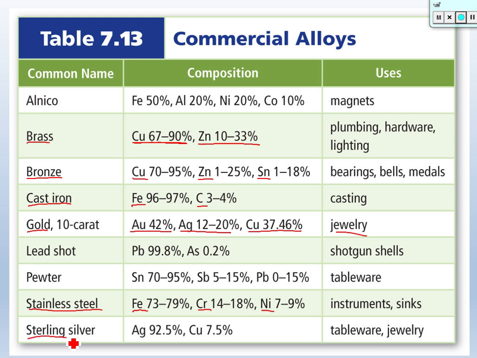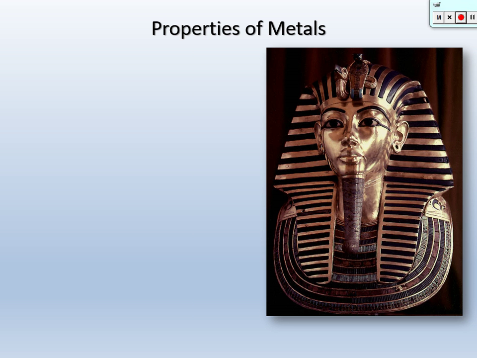Sterling silver is used a lot in jewelry and also tableware. Most of it's silver, but to give it some more added strength, they mix a little bit of copper in with it. So again, an alloy is just a mixture of two or more metals. And there are many examples of different alloys and their uses.